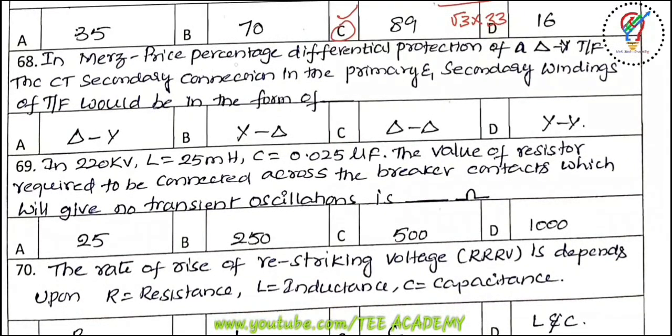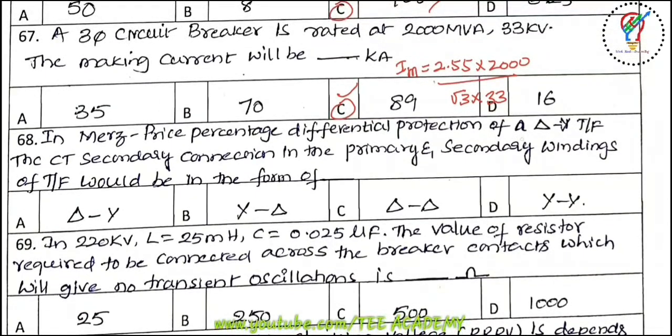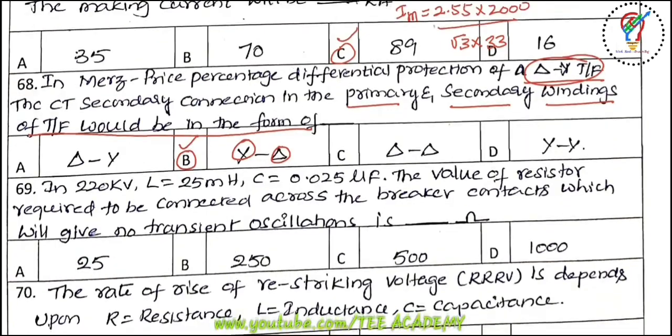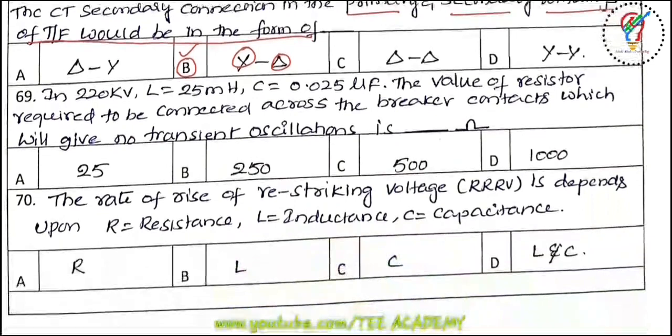Next one. In a Merz-Price percentage differential protection of a delta-star transformer, the CT secondary connections in the primary and secondary windings of the transformer would be in the form of, if the primary is delta, that CT connection will be star. If the secondary is star, make it delta, just make it opposite. Why are they doing this? Because of the 30 degrees phase displacement. So for the 68th question, B is the right answer. The other options are delta-star, delta-delta, star-star.